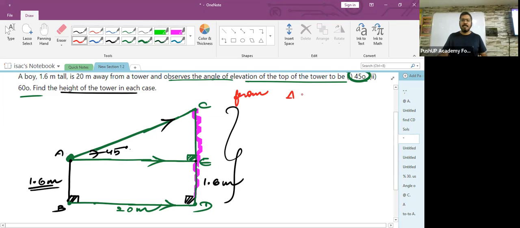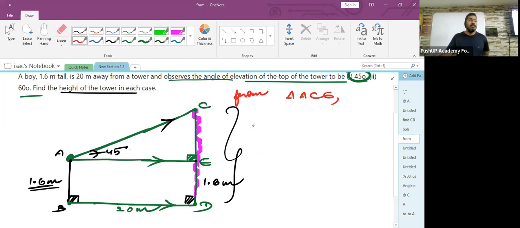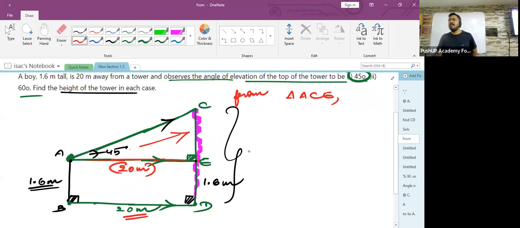Triangle ACE, right? From triangle ACE, children, you have to get the value of CE. Do you know what is the value of AE? As of now, you don't know, but BD is available in the figure, 20 meters. And since ABDE is a rectangle, the opposite sides are equal. So AE will be equal to 20 meters. Make sense?